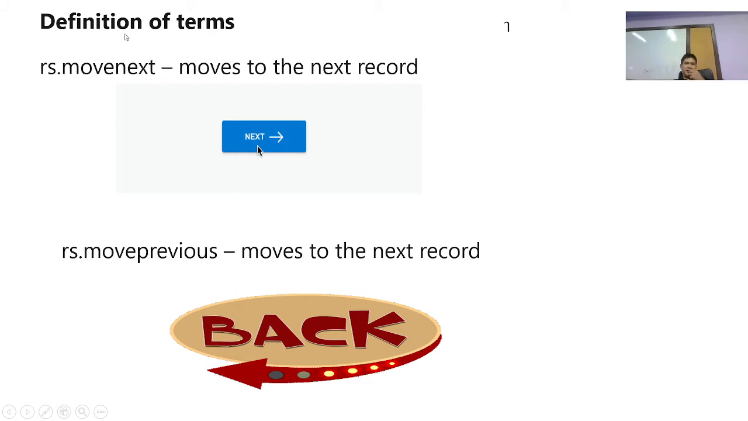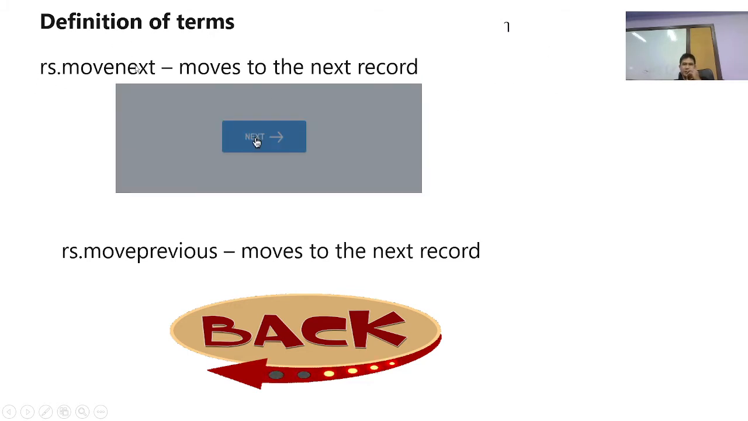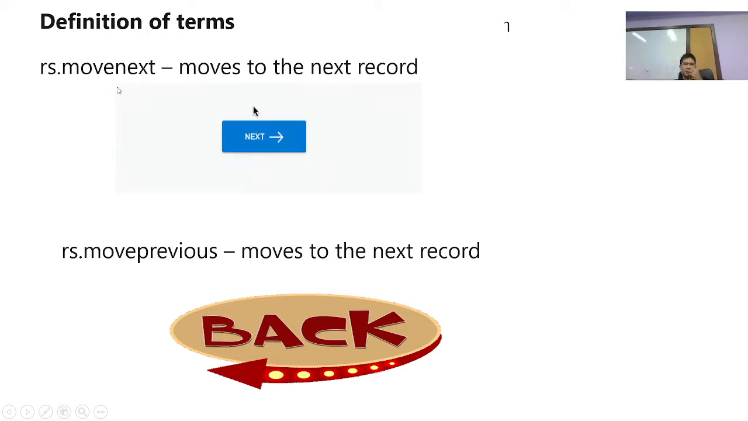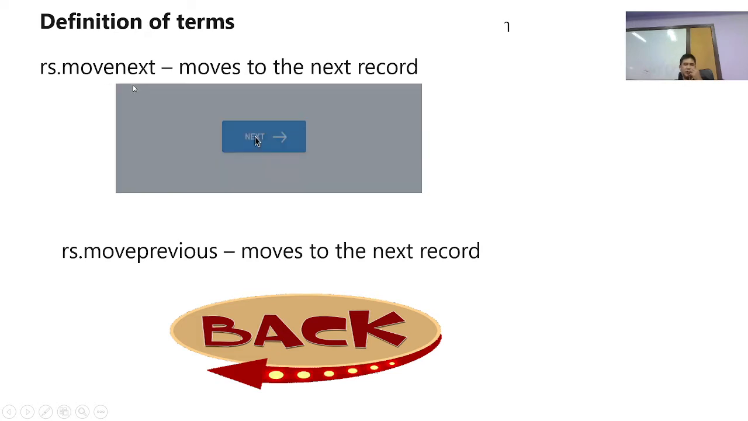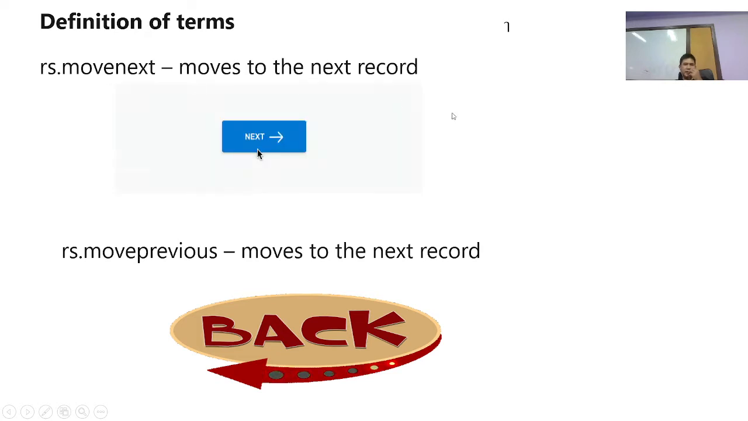In this lesson, I will show you how you can move to the next record. Using the rs.moveNext, you can move your record set, or your record reader, into the next record. So using this execution, you can move to the next record.